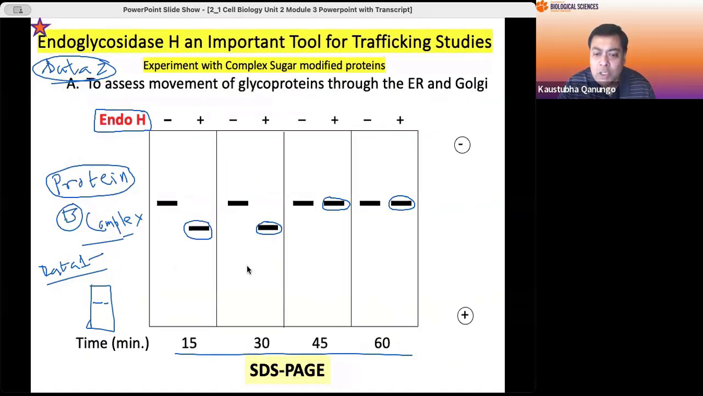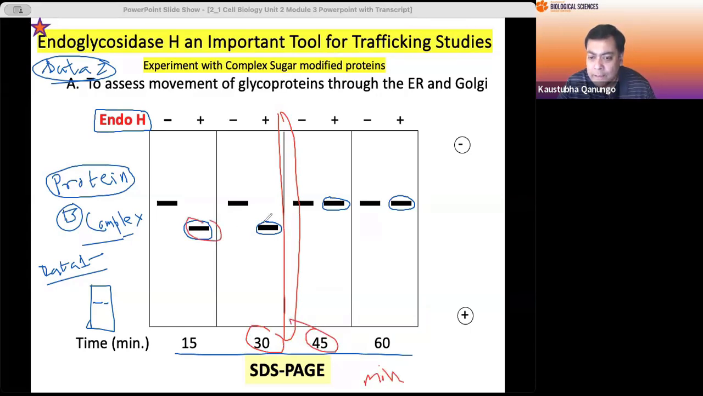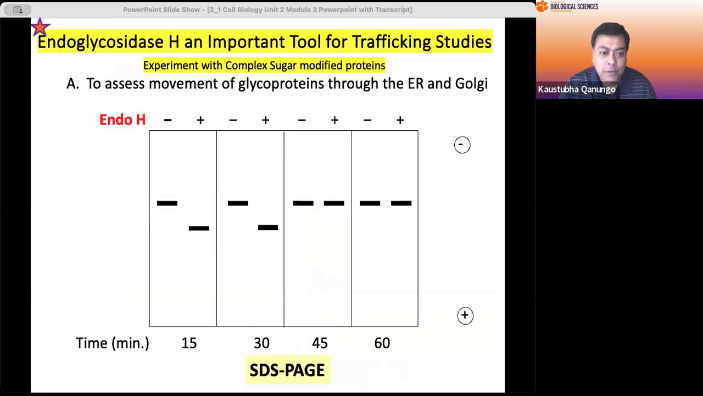So if we ask you when this protein B, which is a complex protein, actually passed the medial Golgi, you know that it passed the medial Golgi in between 30 and 45 minutes. Sensitive. As soon as it passes the medial Golgi, it becomes resistant because the modification was complete for the complex sugars. Remember that this is your data set 2 for only the protein B. Now, we are giving you the data set 1, which is not this.